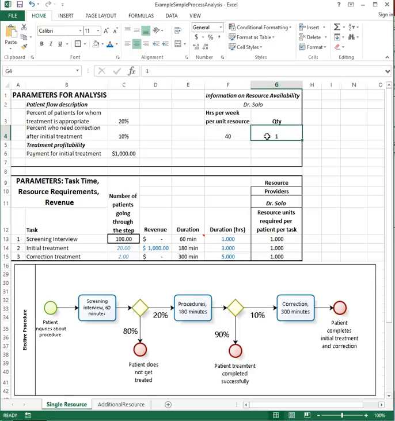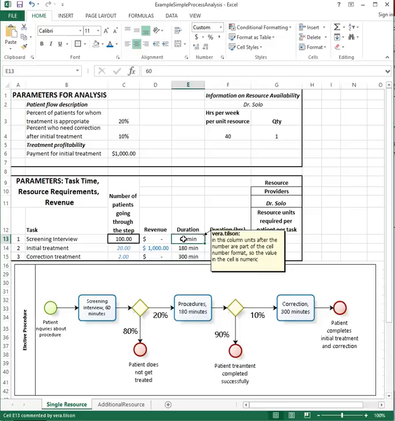What differentiates resources from each other is where they're needed in the process. One type of resource would be different from another based on the units of the resource that are needed for each step. Here we have 3 steps: the screening interview, the initial treatment, and the correction treatment, and I have here 1, 1, 1. So I'm only dealing with a single resource, and I need 1 unit of resource for each of these steps. I also have the information here on duration. The first step, the screening interview, takes 60 minutes. The initial treatment is 180 minutes, and the correction treatment is 30 minutes.